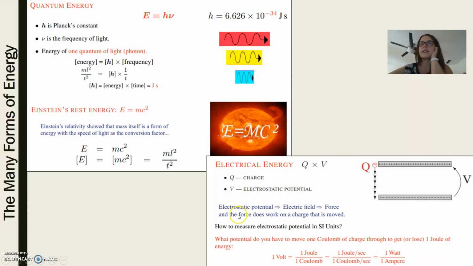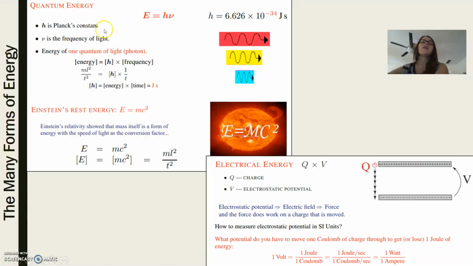Electrical energy, again, if we look at our units, this would be electrostatic potential going to an electric field, going to force, and the force does work on a charge that is moved. So this would be our charge times electrostatic potential. And how are we measuring electrostatic potential in SI units? Well, what potential do you have to move 1 coulomb of charge through to get or lose 1 joule of energy? And so if we look at our dimensional analysis down here, 1 volt would equal 1 joule over 1 coulomb, 1 joule per second over 1 coulomb per second, which would equal 1 watt per 1 ampere. We'll get more into electrical energy when we do our solar unit.